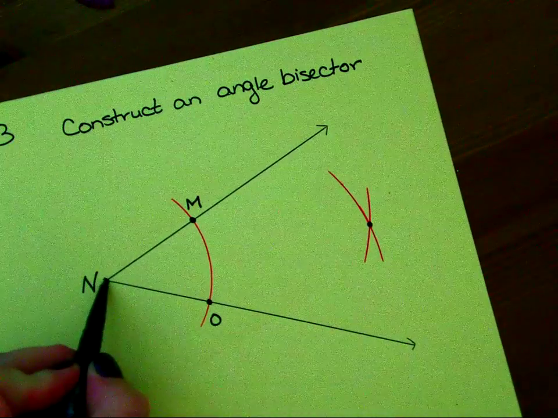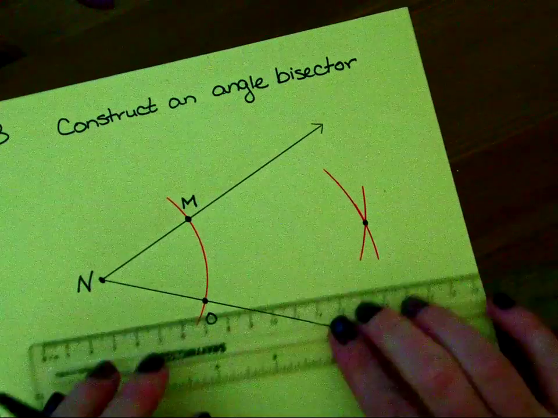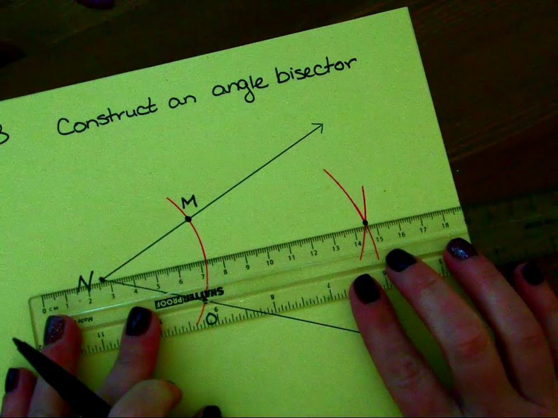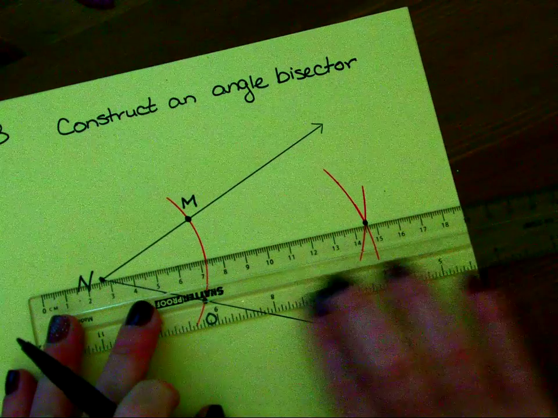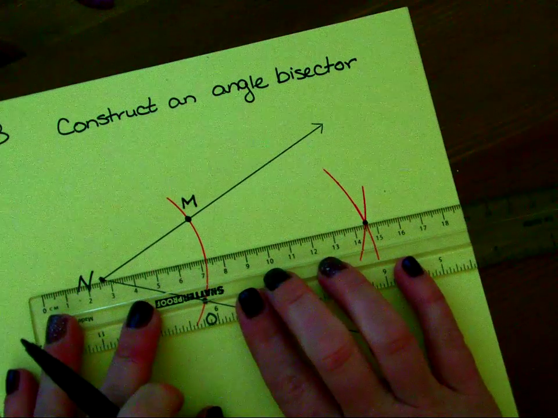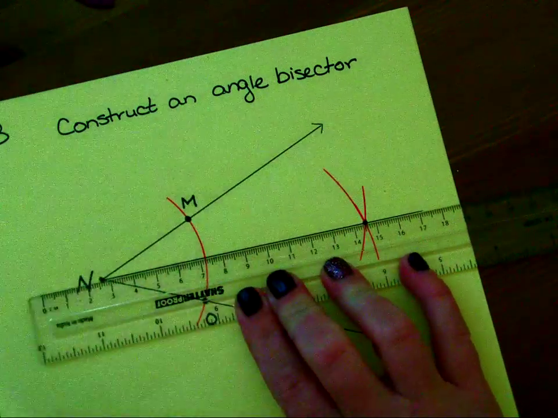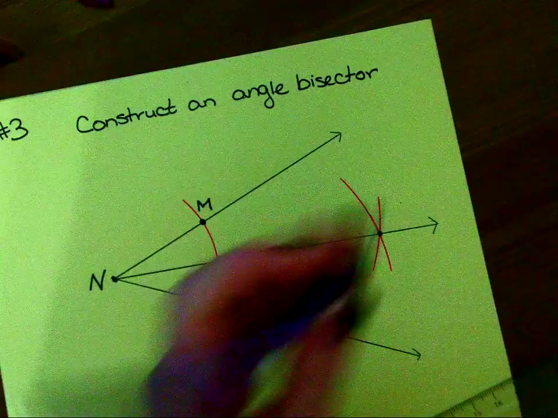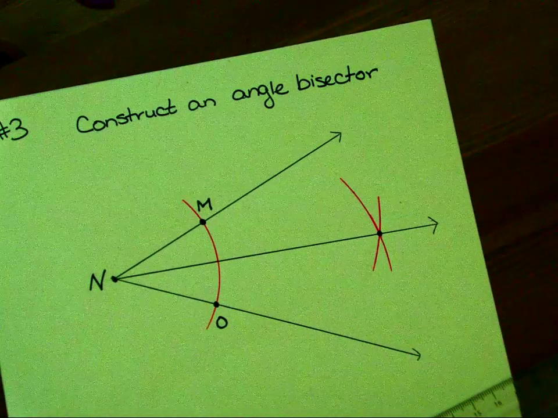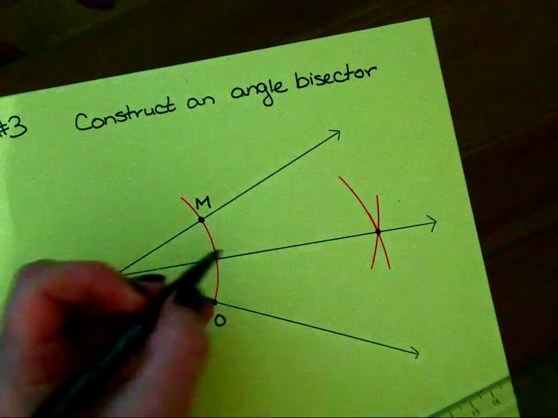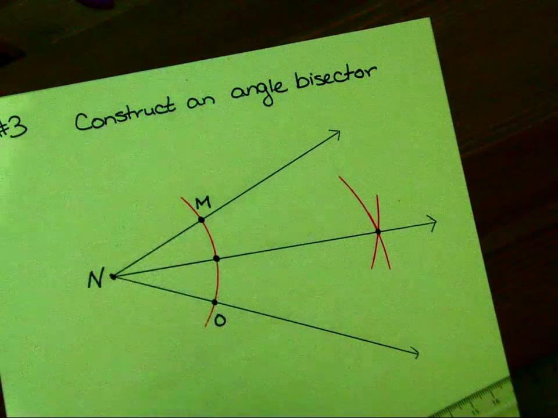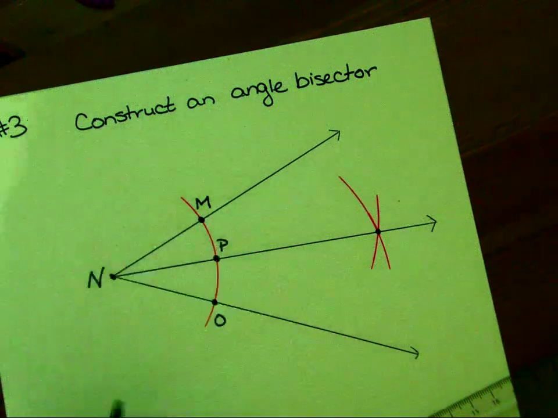And now we're going to connect vertex N and the point that we just created, that doesn't have a letter. Connect those dots. And this will create my angle bisector. Remember to draw an arrow on the ends. And we're going to put a point here at that intersection and label that as P.